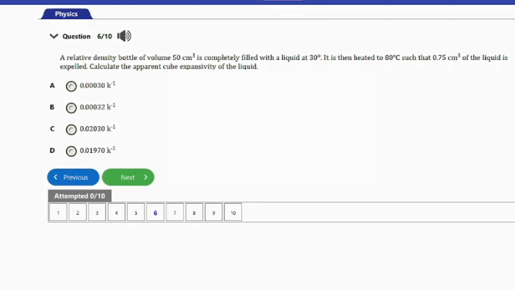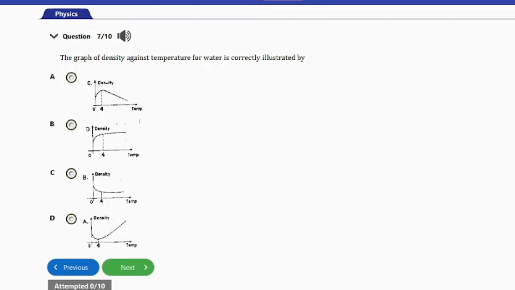So let's go ahead and consider the next question. In the next question here, we have a couple of graphs in the options, but let's read the question. It says, the graph of density against temperature for water is correctly illustrated by, and you see the graphs, options A, B, C, and D.